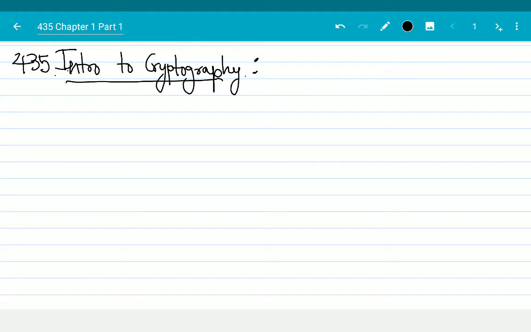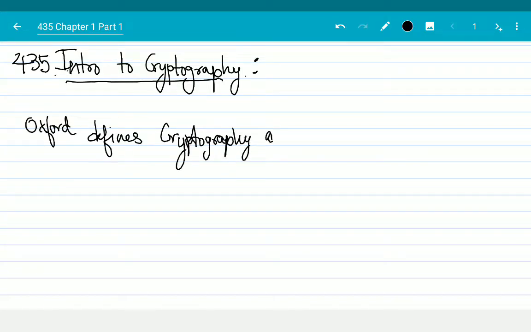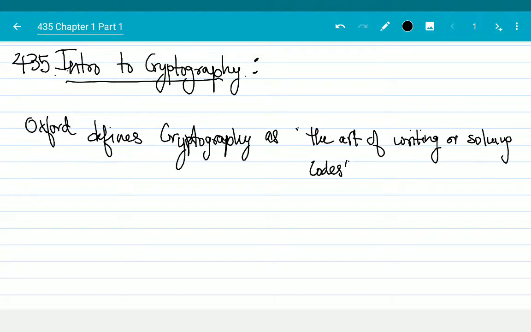The Oxford Dictionary defines cryptography as the art of writing or solving codes. And that is exactly what it historically was.